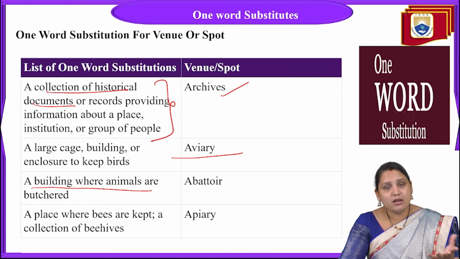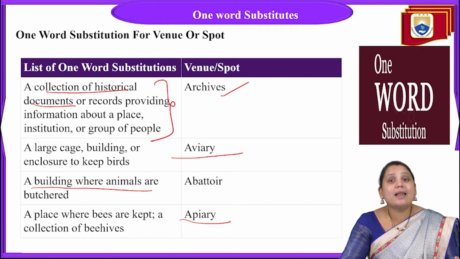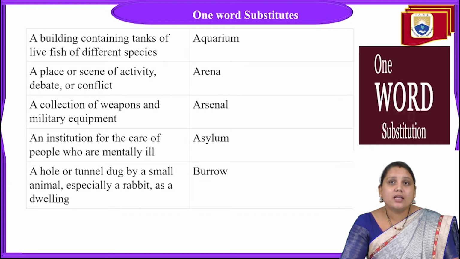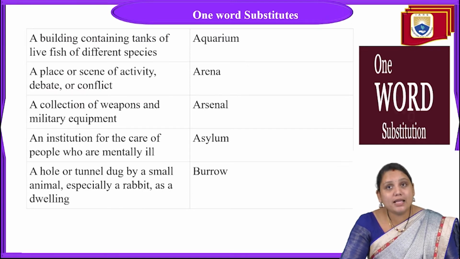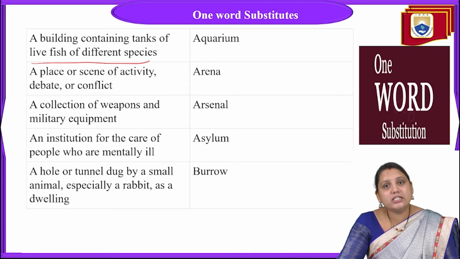That means they were made butchered. Next, apiary, a place where bees are kept, a collection of beehives. Next, aquarium, a building containing tanks of live fish of different species. Then arena, a place or scene of activity, debate or conflict. Then arsenal, a collection of weapons and military equipment.